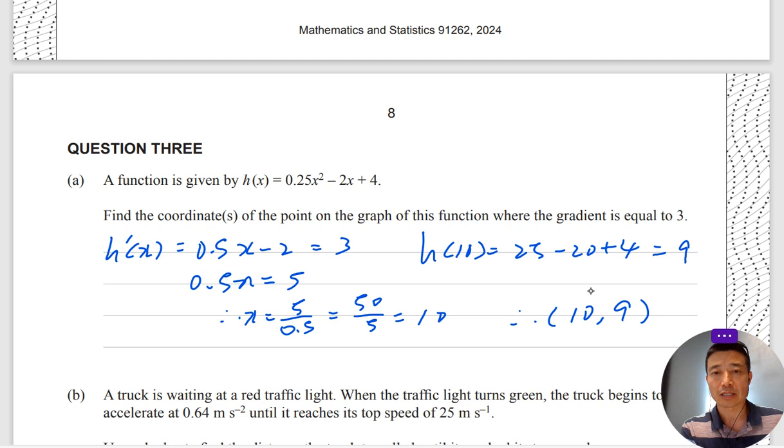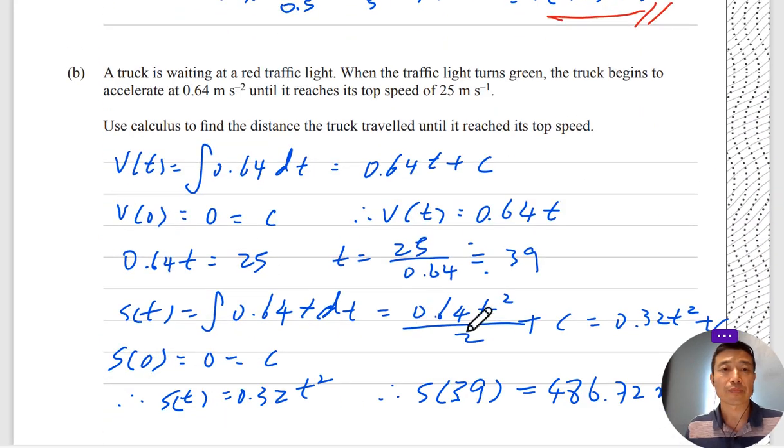So it turns out x is 10. So when x is 10, the gradient is 3. You plug 10 into the original function to find the y value. Turns out 9. So 9 comma 10 comma 9 should be the answer.